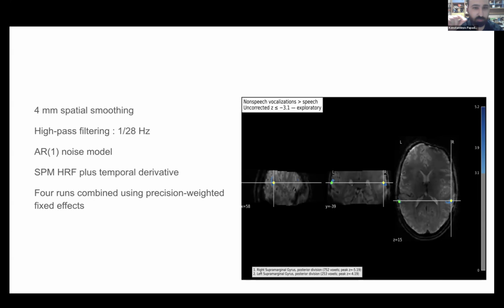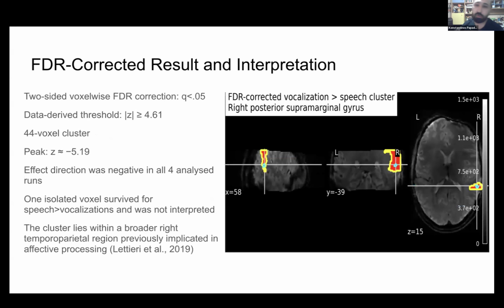And then, next slide, I ran an FDR analysis in order to see which are the statistically significant regions that are activated. I ran a 2-sided voxel-wise FDR correction with a threshold of 0.05. I concluded that a 44-voxel cluster is statistically significant. The effect direction was negative in all 4 analyzed runs, and only 1 isolated voxel survived for the speech.